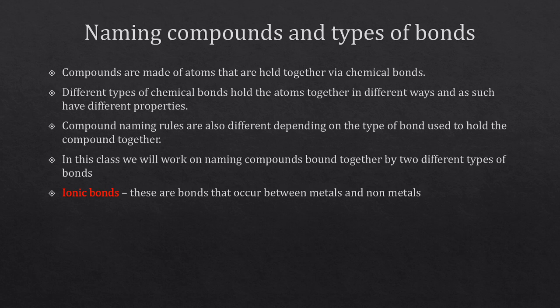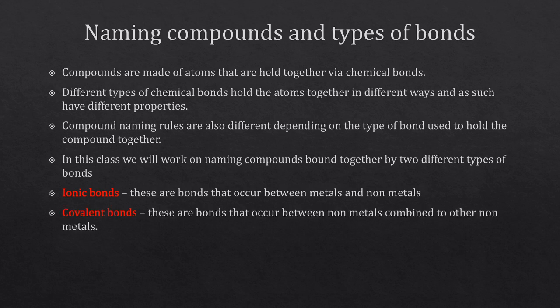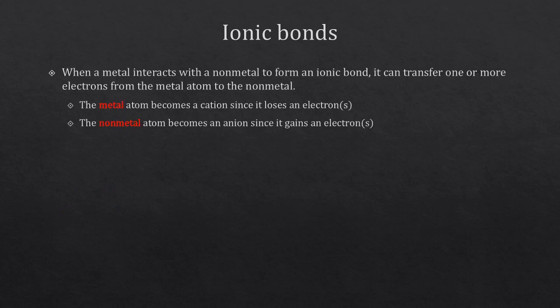Ionic bonds. These are going to be bonds that occur primarily between metals and nonmetals. And covalent bonds. These are primarily going to be bonds that occur between nonmetals combined with other nonmetals. We'll talk about some times where this isn't the exact rule, but this is the best general case of how to talk about this. So let's talk about ionic bonds in this section.